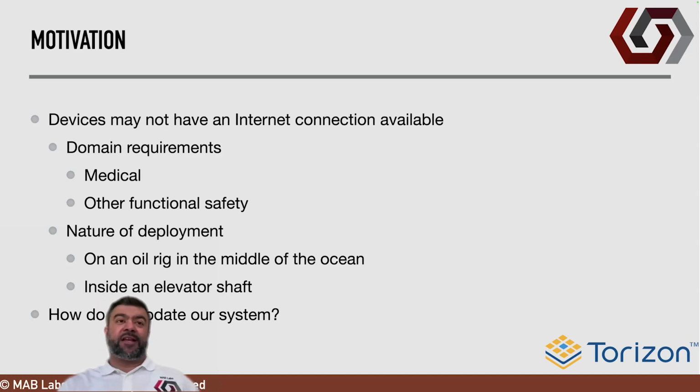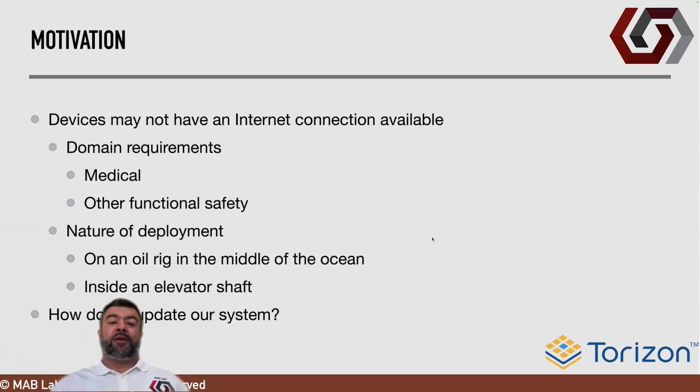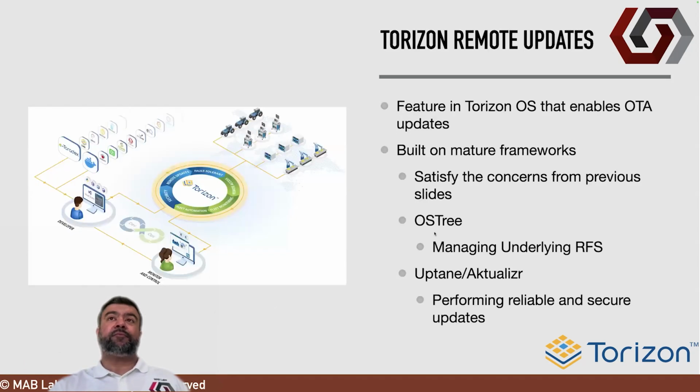So this is kind of the crux of what we're going to talk about today: if a device doesn't have an internet connection, how can we still allow it to leverage some of the considerations that we talked about in the previous slides when doing an OTA update, but without having an active internet connection?